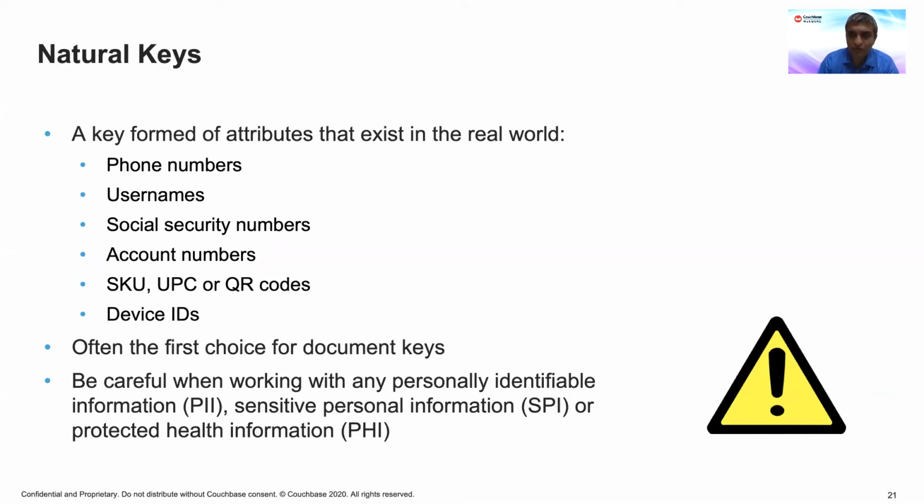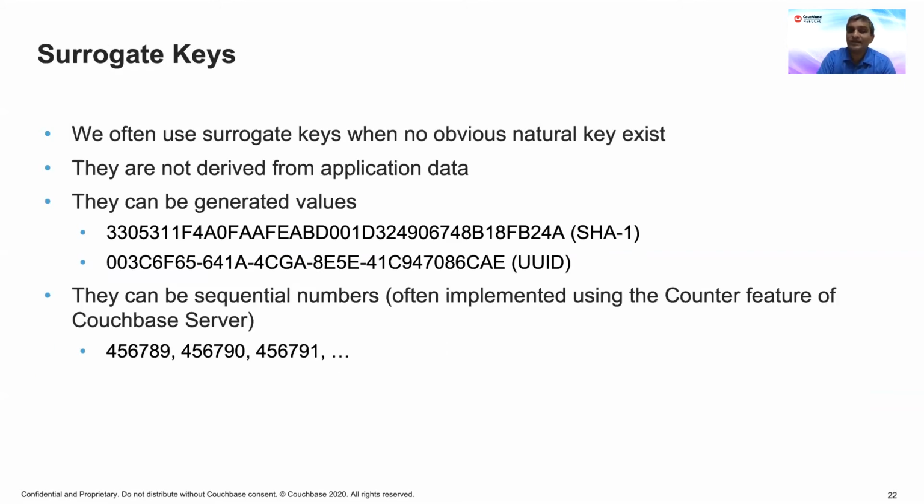What if you do not have a natural key? That's where you're going to use a surrogate key. Surrogate keys are used often when no obvious natural keys exist, right? They're not derived from application data, but rather they are generated values like SHA or UUIDs. And you as developers know how easy it is to generate a UUID, isn't it? You're going to say UUID.getUUID and you get a UUID of 25 characters or whatever length.